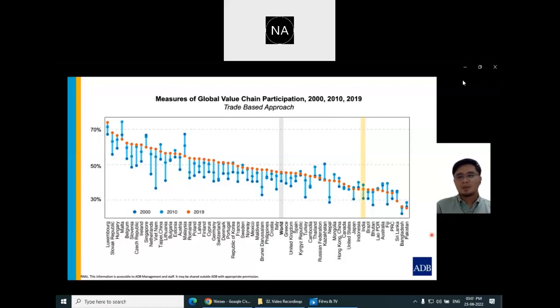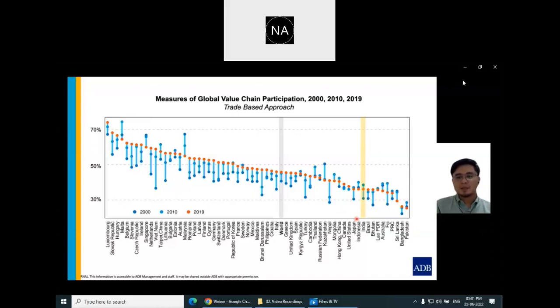All right. Now this chart here appears as figure 1.2 in the GBC development report released in 2021. Now this figure shows the trade-based approach GBC participation rates for each of the economy in ADB MRIOT in 2000, 2010, and 2019. Immediately noticeable in this figure is that almost all economies saw participation expand from 2000 to 2019. So the year 2000 here is denoted by the dark blue dots, while the year 2019 here is denoted by the red dots.